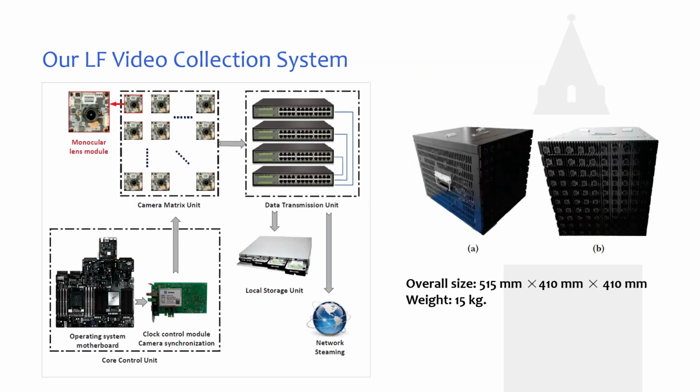Next, I will introduce our collection system. As we can see from the left figure, the camera matrix is composed of 10 times 10 1080p monocular video cameras distributed in the same direction and the same plane. We use the network switcher group to transfer all data inside the platform. The RTSP protocol is run on it to pump the 100 video sequences.